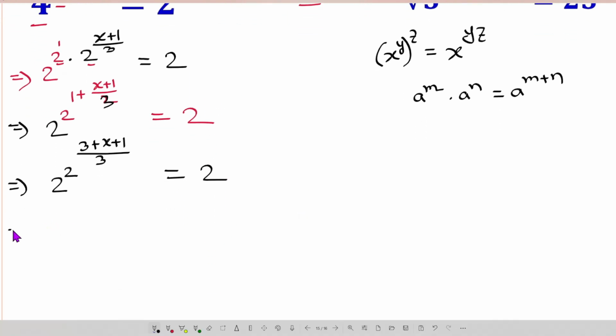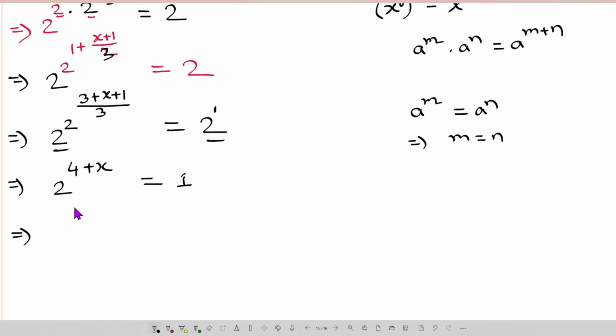Now look, here is also the same base, it means 2. We know once bases are the same, like a to the power m equals a to the power n, that time the powers will be equal, it means m equals n. So these two and these two are similar, so we can write 2 and here is 3 plus x plus 1, it means 3 plus 1 is 4 and plus x equals to, bases are the same, it means 2 and 2, so here power is 1, we can write here 1.